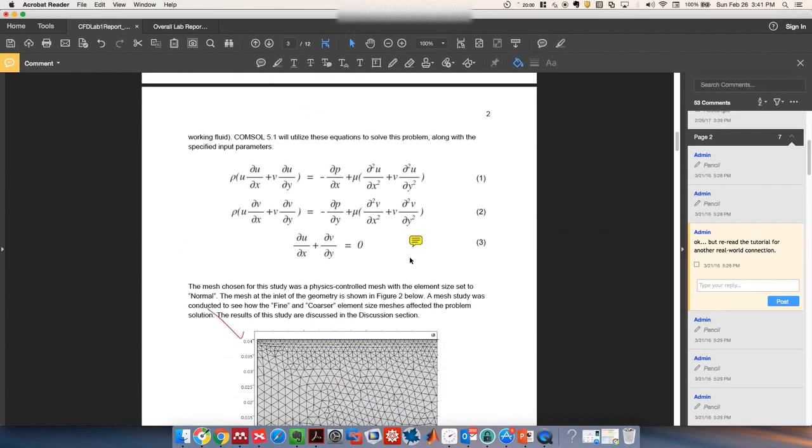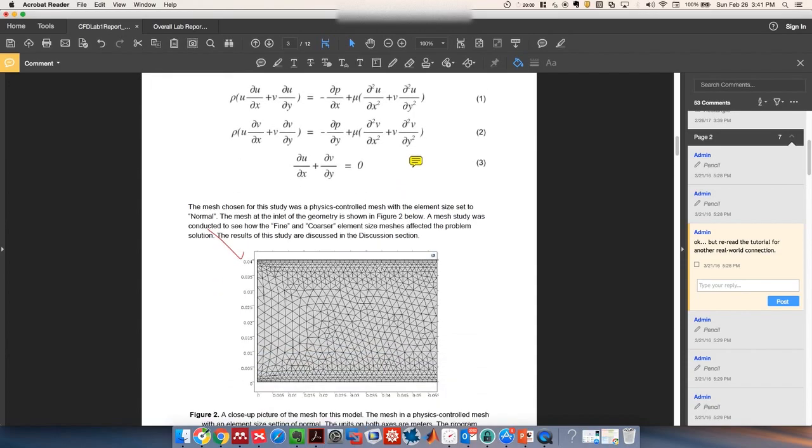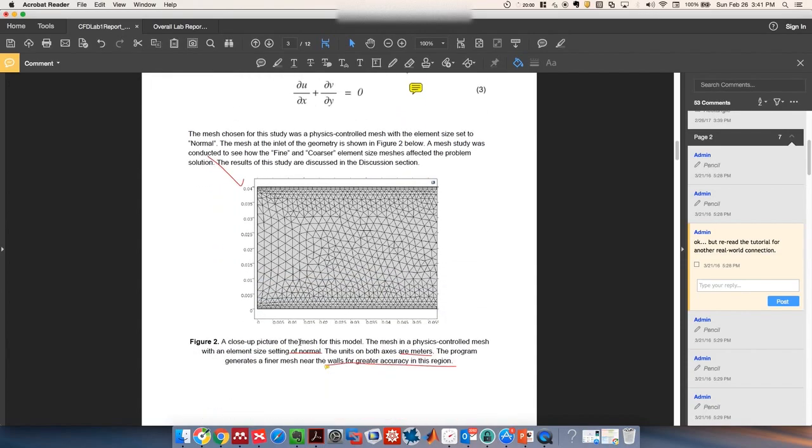I get to the equations and I make a comment that this is close but not completely correct. It is missing a description of the variables, and in terms of units and what each variable means. So make a note of that. Here's a look at the mesh. And they make a comment that the program generates a finer mesh near the walls for greater accuracy in this region. I think it'd be smart to say why. Why does it do it?